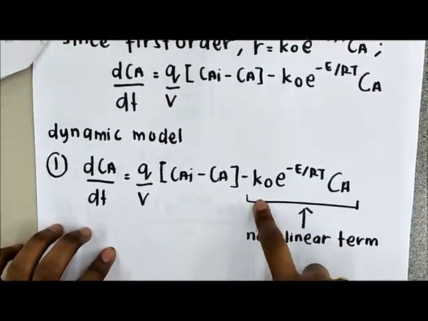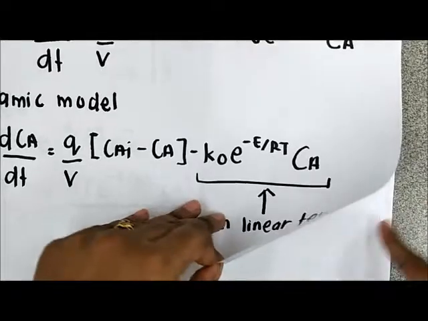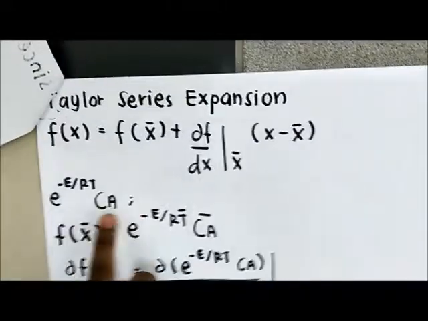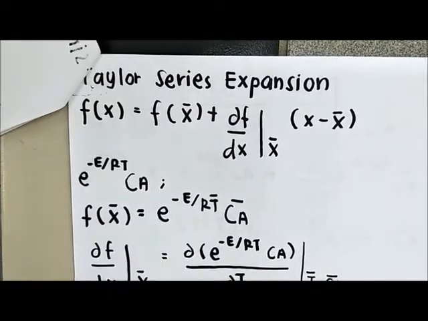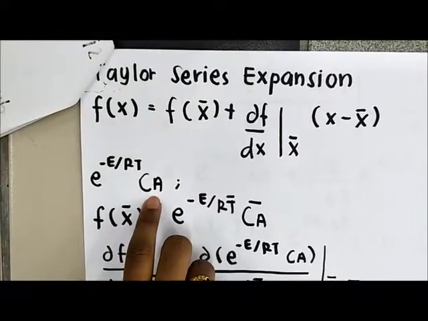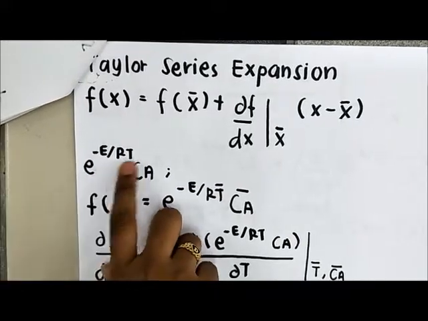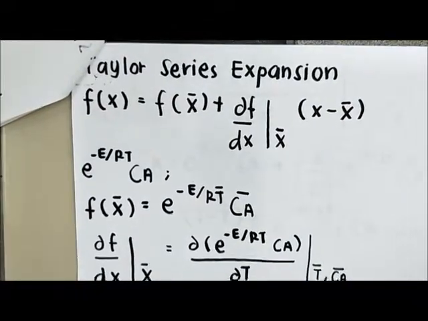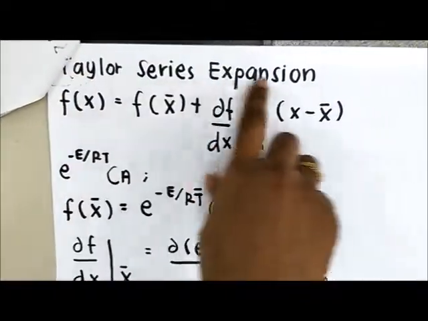But bear in mind that this is a non-linear term, so we need to linearize. So we move on to how to linearize this part. The part that we need to linearize is actually this part. Now what is the variable? There is not only one, but two variables, which are T and also CA. Let's say we only take CA as the variable, that means it's already linear, because the exponential is what makes the term non-linear. So here we have to use the Taylor series expansion.